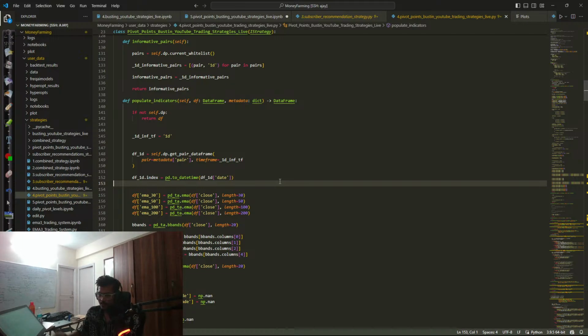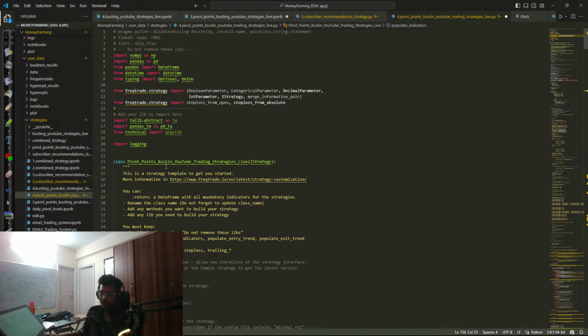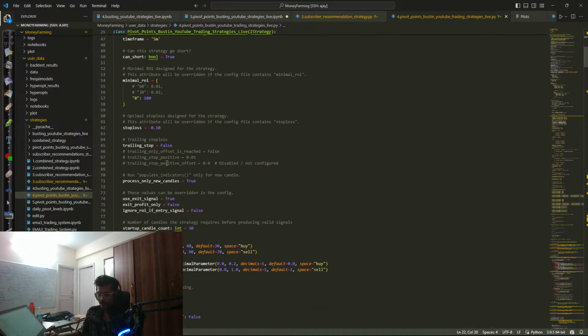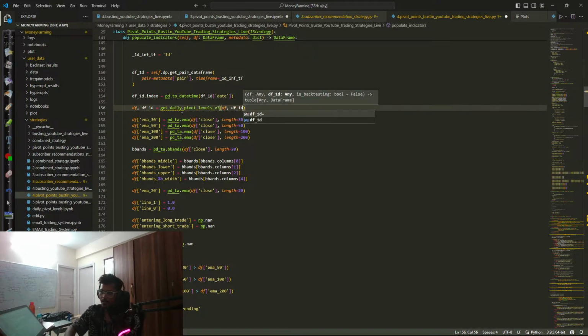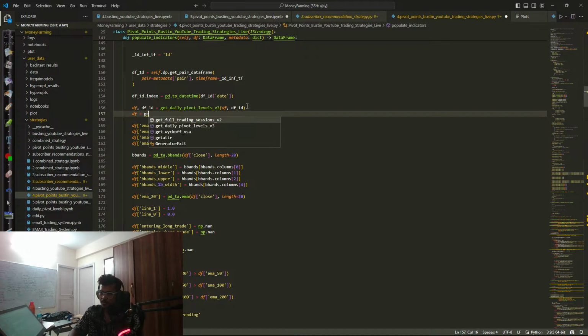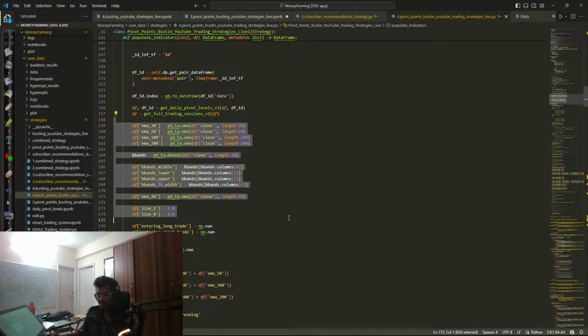So we can do the analysis here. So df1d, first I'm gonna import everything from the lib, from utils, import everything. Okay, now here I'm just gonna pass that get_daily_pivot_levels df1d, you know. So we got the daily pivot, and we need the trading sessions to get full trading sessions. We got that. So this all we don't need actually.